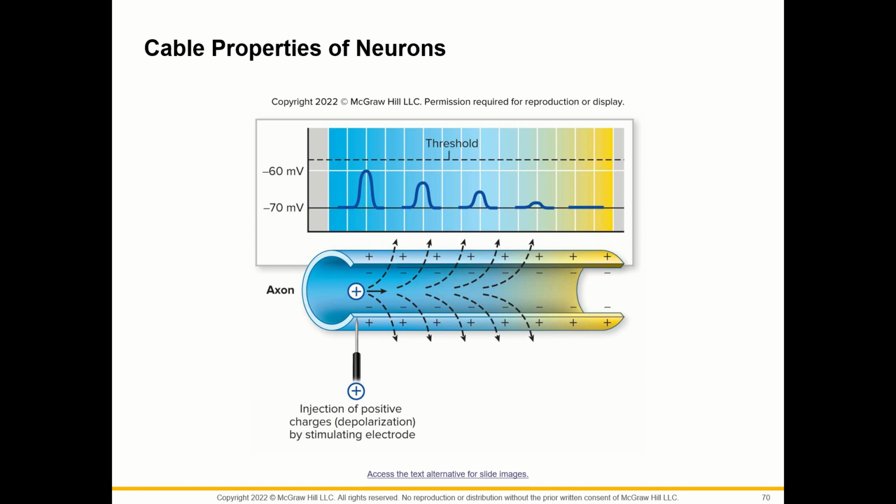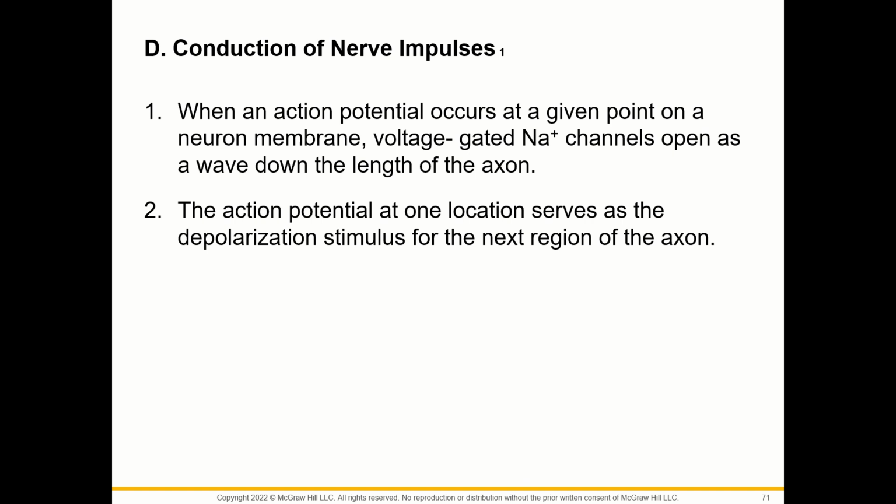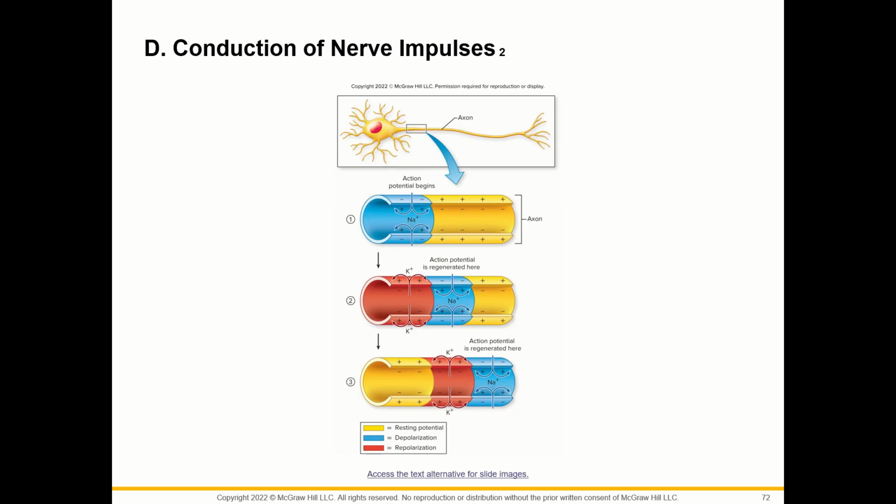So bring in the Schwann cells, the neurolemmocytes, the oligodendrocytes. All of those are going to insulate the axon, except at those little nodes, and that's going to help us conduct nerve impulses very efficiently and quickly. When an action potential occurs at a given point on a neuron membrane, voltage-gated sodium channels open as a wave down the length of the axon. The action potential at one location serves as the depolarization stimulus for the next region of the axon. It'll bring us to that threshold, and phew, we keep propagating. So here it is, rolling, rolling, rolling.